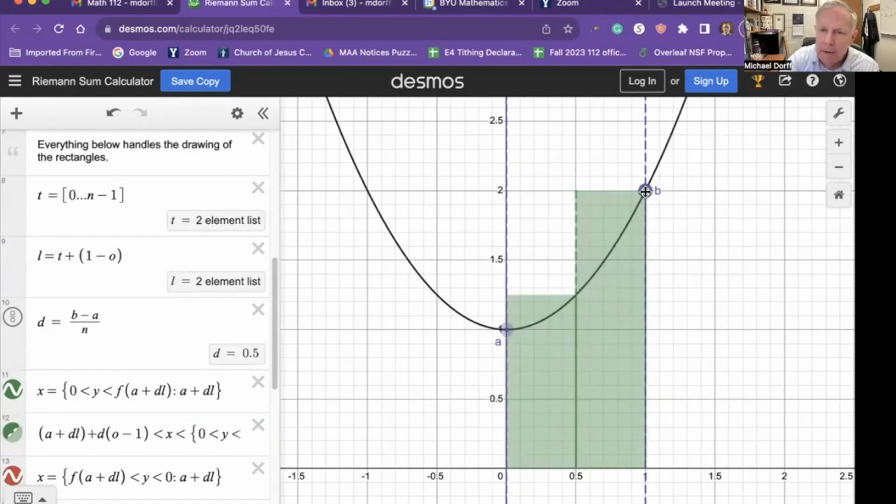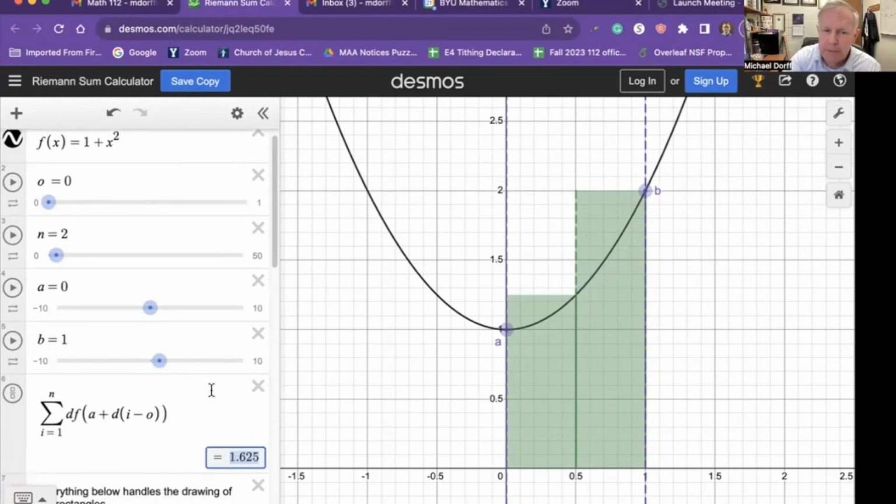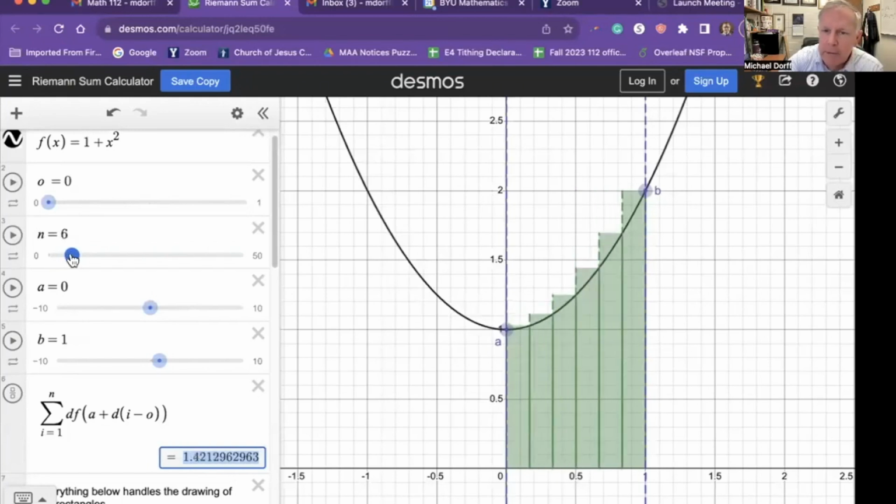The right rectangle now has a base of a half and a height of 2, because I'm putting in x equals 1, the right side of it. And when I put that into my function 1 plus x squared, it gives me a height of 2. And so when I add those 2 areas up, I get 1.625 as the area for the 2 rectangles. And we see that that's a bit more than what we want, because there's green area above the curve. But again, like last time, we can increase the number of rectangles. And as we increase the number of rectangles, we get a better and better approximation.